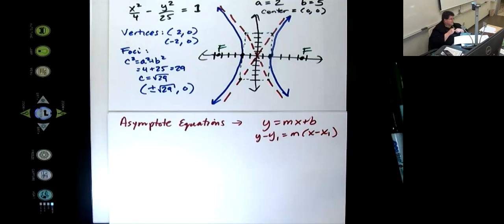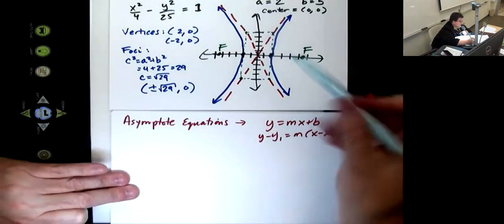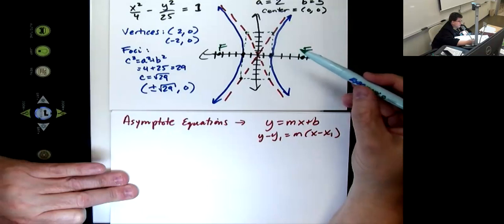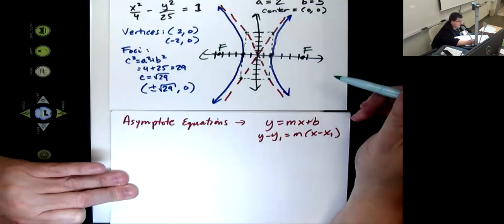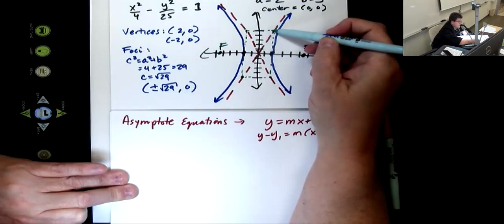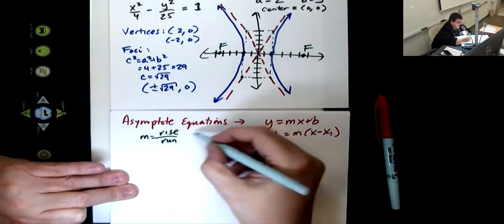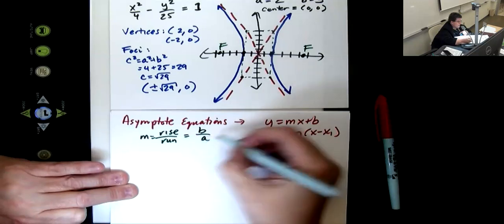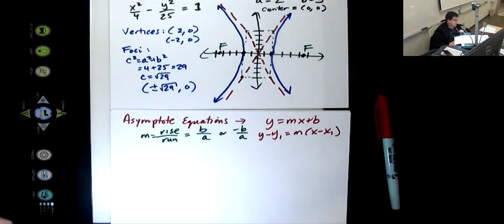What are my m's? M is slope. So we went up 5 and we went over 2. Rise over run. Which actually ends up just being b over a, or negative b over a for the one on the left. The one that goes downhill would be negative b over a. So the slope is really easy to get because you already have the numbers.